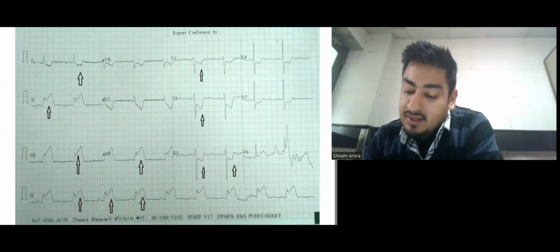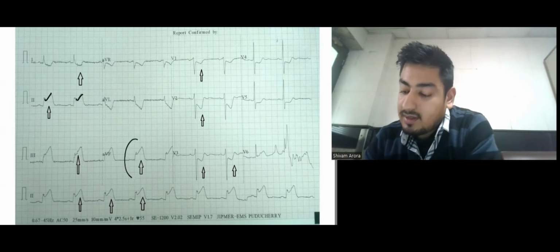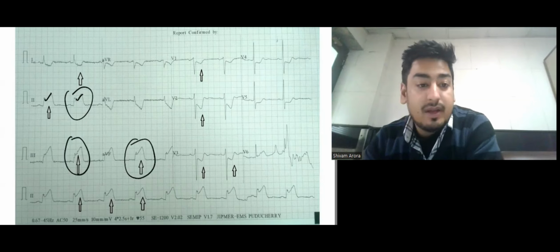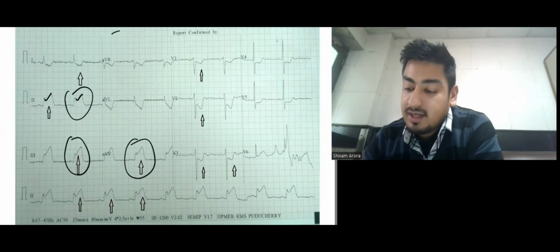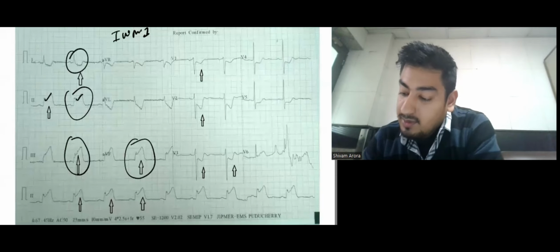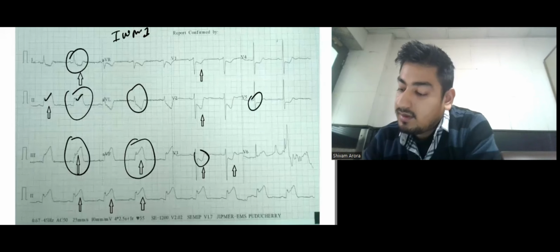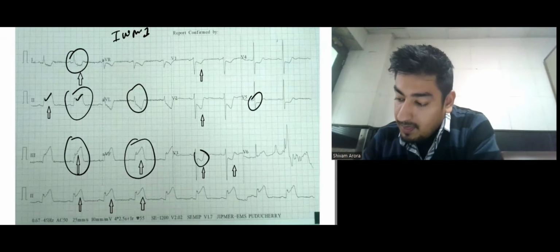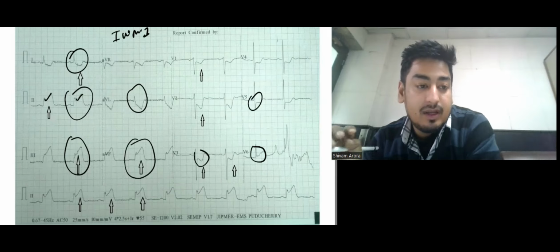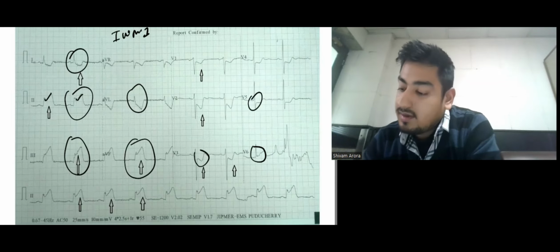As in this ECG, you can see these are convex types of ST elevations in leads 2, 3, and AVF. Okay. So now we have elevations in leads 2, 3, and AVF. That means it is an inferior wall STEMI. And we can see these reciprocal depressions in leads 1, AVL, V5, V3. Okay. So this is a case of inferior wall STEMI.